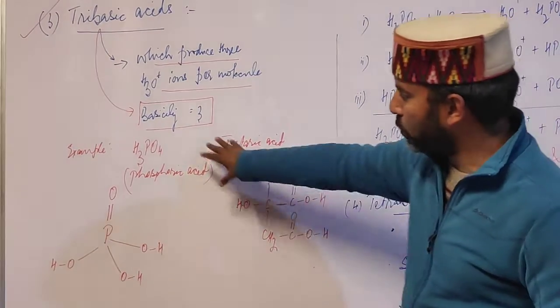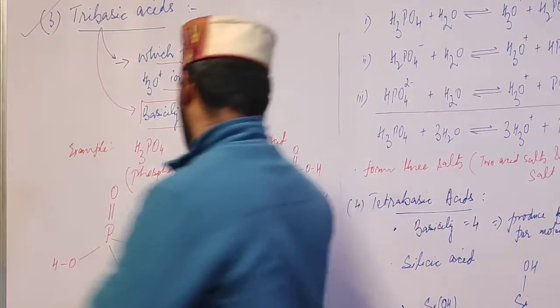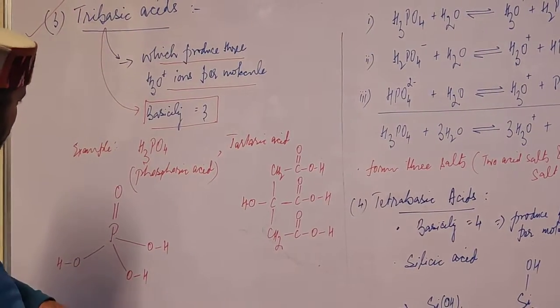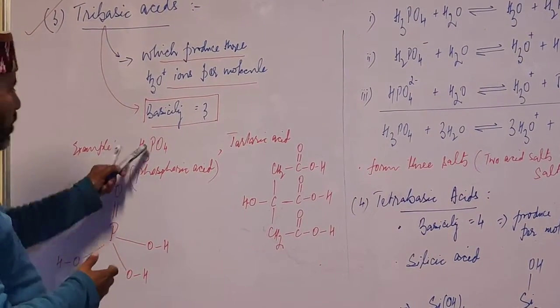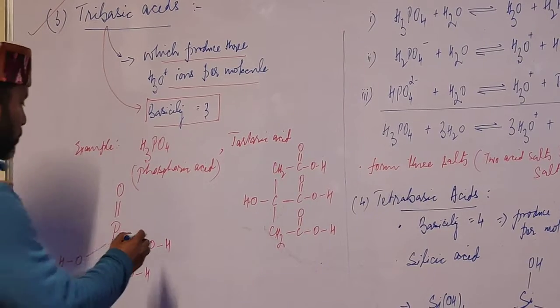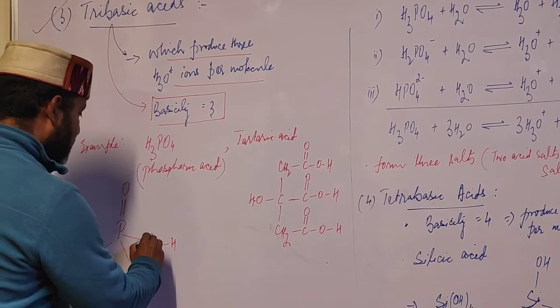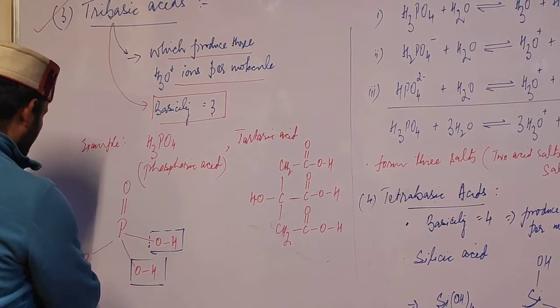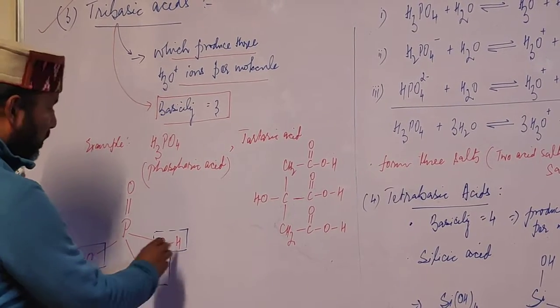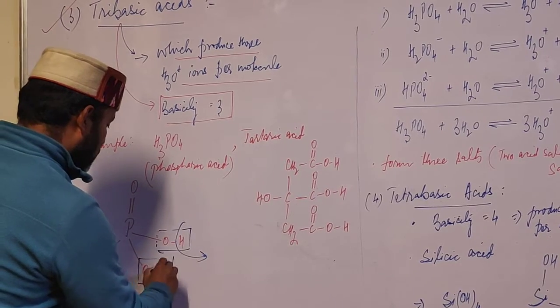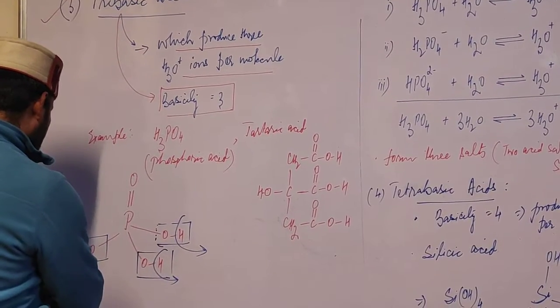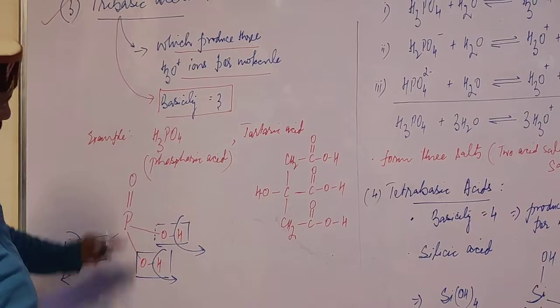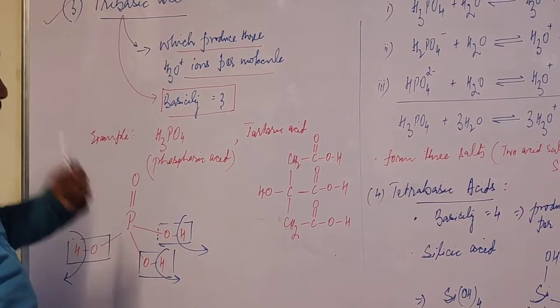Now students, phosphoric acid, I have drawn a structure of phosphoric acid and it is an oxy acid. Now you see this acid has how many OH groups? 3. And from these 3 OH groups, this hydrogen is ionizable and thus it has basicity 3.